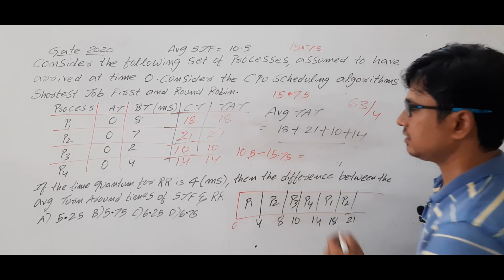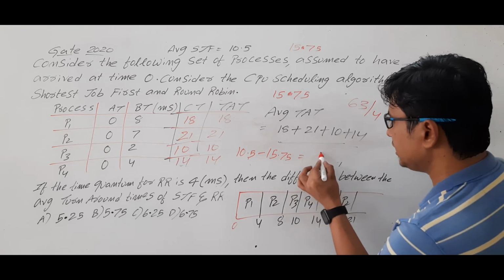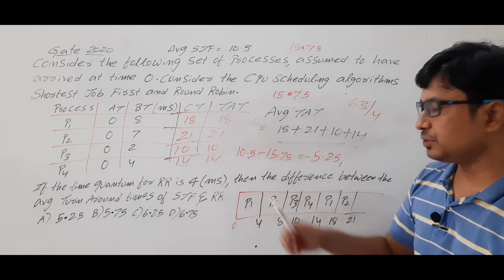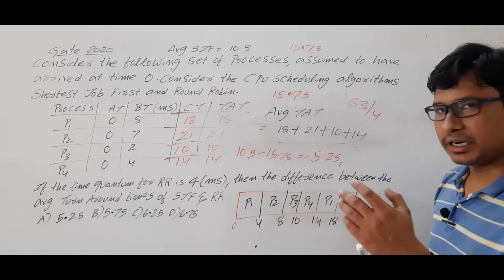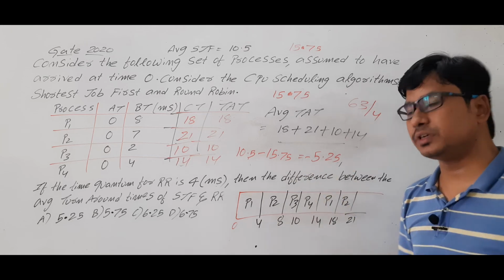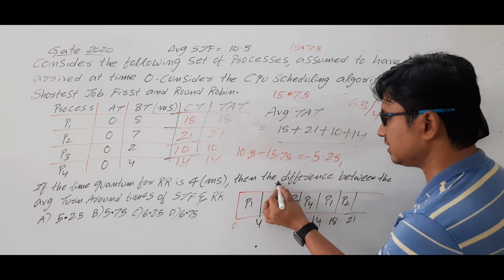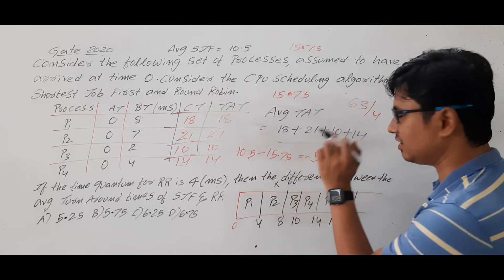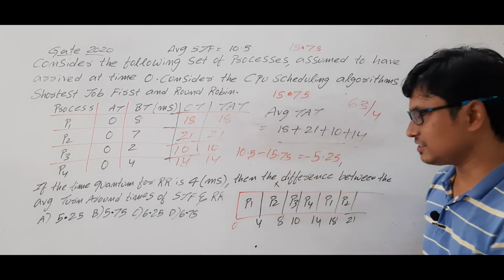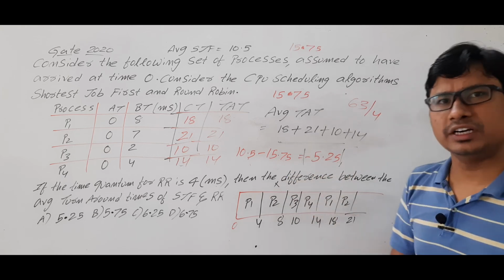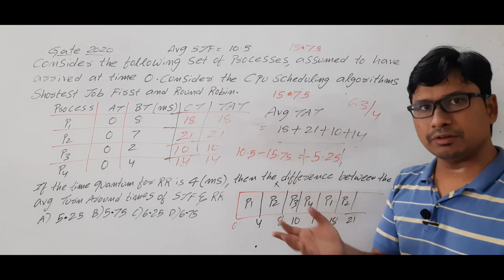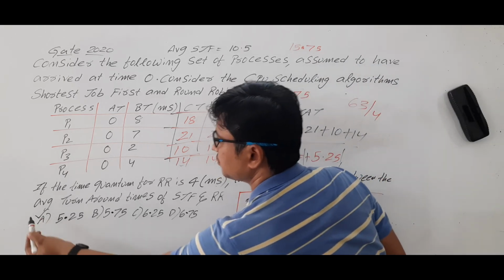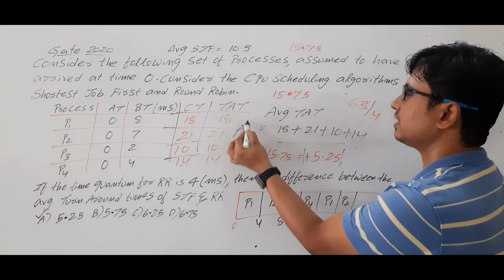Now you find the difference between 10.5 minus 15.75. You will get the value as minus 5.25. But they have asked us for the absolute difference; due to space constraints I have not written that statement. It was very important because we got a negative difference, so we have to compute the absolute value. What is meant by absolute value? If it is negative, it will become positive. So plus 5.25 is the right answer. So for this question, option A is the correct answer.